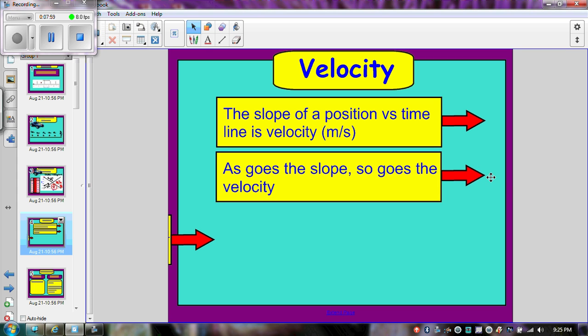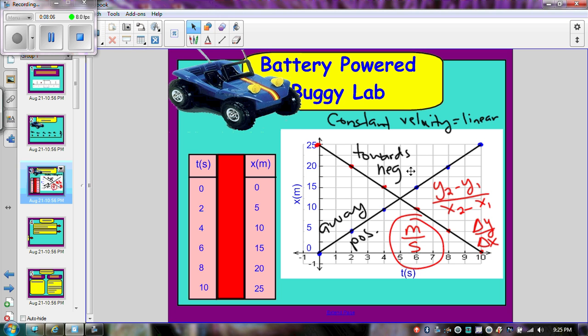A simple saying helps us: as goes the slope, so goes the velocity. What that means is that as the slope becomes positive, we're going away from the origin, and as the slope is negative, we go towards the origin. Well, what about steepness and slope? For example, what if the slope wasn't this steep, but what if it was more shallow, like this? If the slope is shallow, that means the object is moving slower. But if the slope is very steep, such as this, it's covering more distance in less time, meaning the object is going faster.